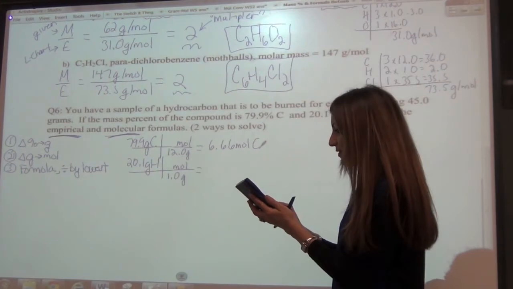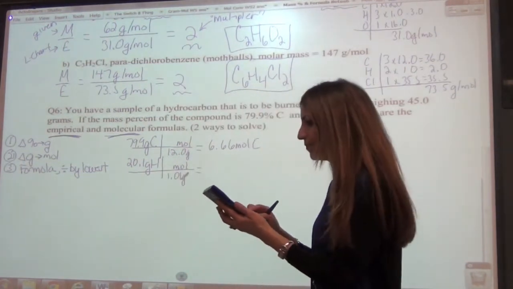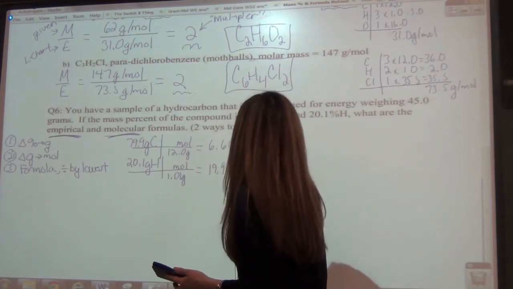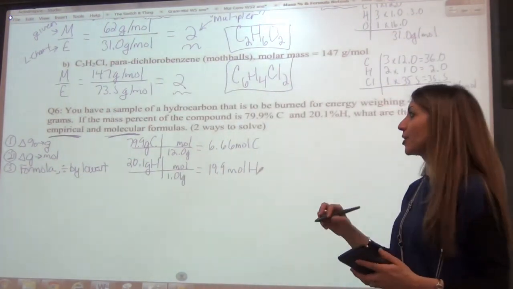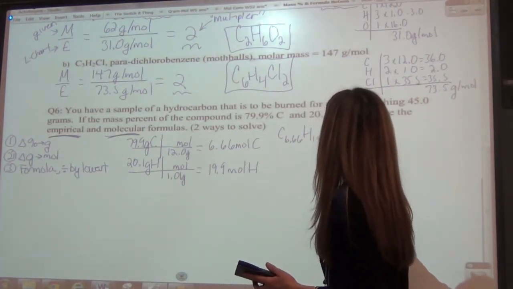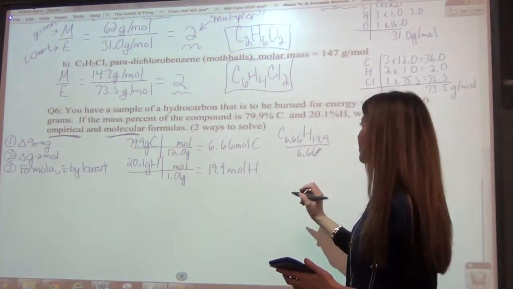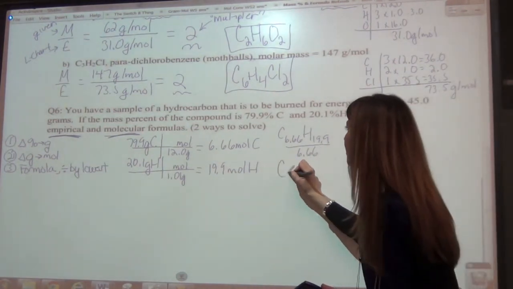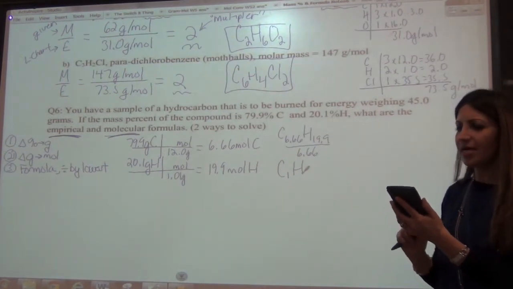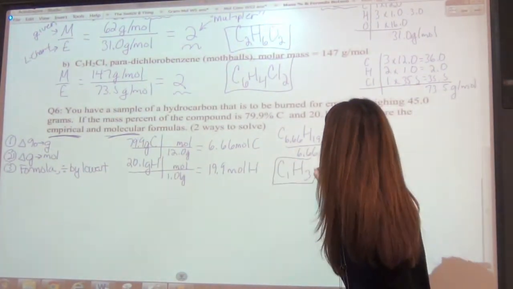And then 20.1 divided by 1, or 1.01. In this case, it's just going to be 20.1. Let's say it was 1.01. Then I get 19.9 moles of H. All right, so now I'm going to write my formula, which is C 6.66, H 19.9. Which one's lower? 6.66. You're going to divide both of these by 6.66, and I get C1, H what? 19.9 divided by 6.66. I get 2.987. What's that? 3. Okay, that's closest to 3.